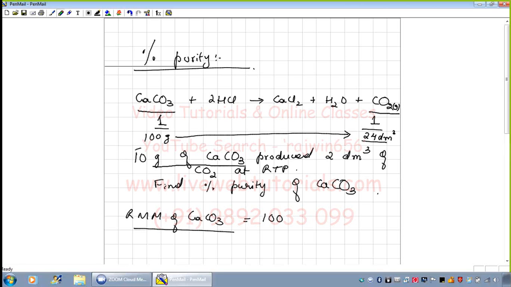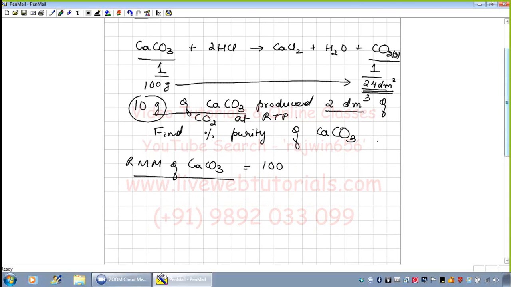So if we are using 10 grams, how much of carbon dioxide should be produced here? 2.4 dm cube of CO2 should be produced. But in actual, how much are we getting? 2. It means there is some impurity because of which we are getting a lesser amount of carbon dioxide. Correct? Now how are we going to get its percentage purity?